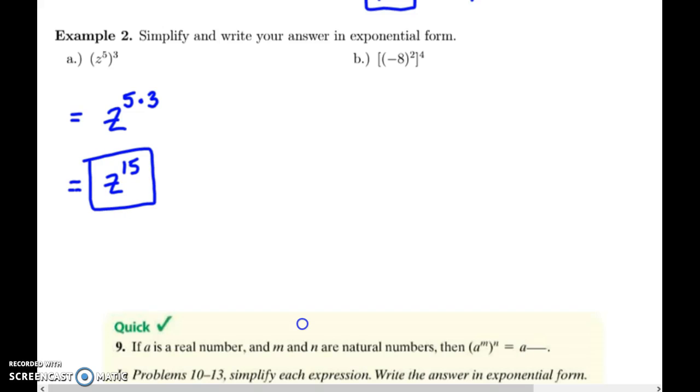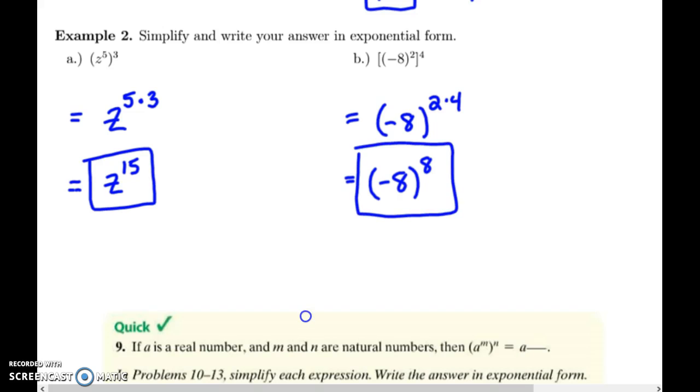And for part B, negative 8 to the 2nd, all to the 4th power. We multiply our exponents together, so negative 8 to the 2 times 4 is the same as negative 8 to the 8th, which would be something really big.